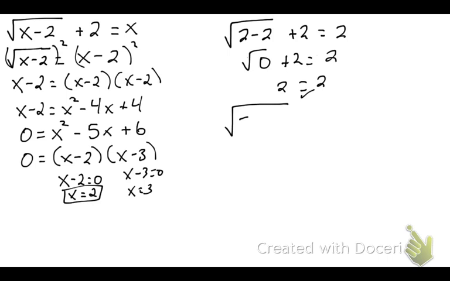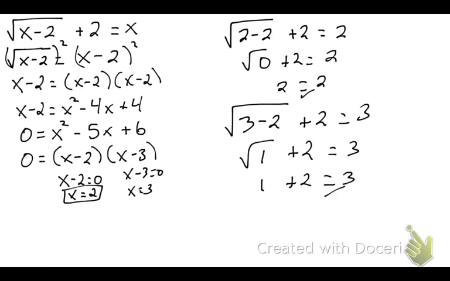The square root of 3 minus 2 plus 2 should equal 3. The positive square root of 1 plus 2 should equal 3. 1 plus 2 does equal 3. This checks out. In this case, both 2 and 3 are solutions. Be real careful with your work. A lot of places that make silly mistakes, but I know you've got the skills to do it.